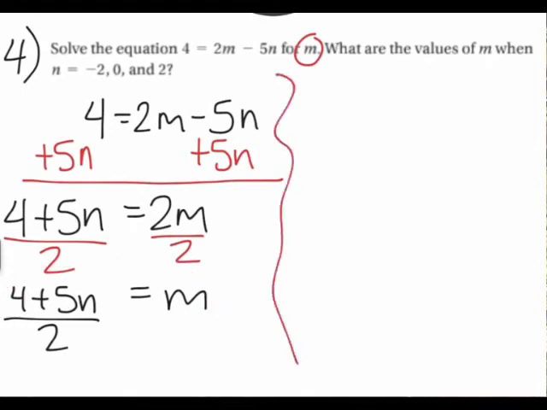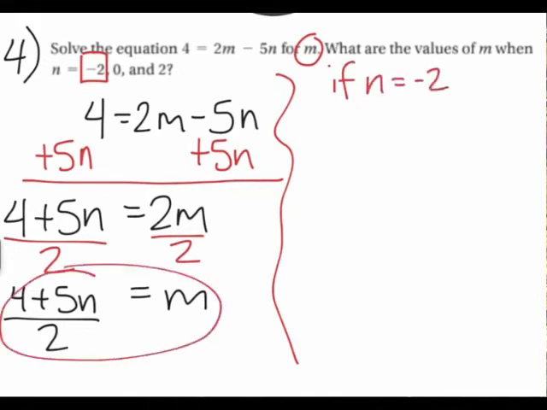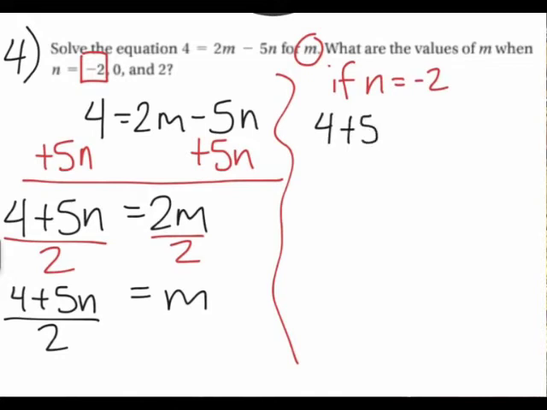Now, the next part of this problem asks us to find what is m when n equals each of these 3 values. So let's start with the first value, when n is negative 2. So if n equals negative 2, then let's use this equation down here. If n is negative 2, then our equation becomes 4 plus 5 times, in parentheses, always remember your parentheses, negative 2, all divided by 2 equals m.